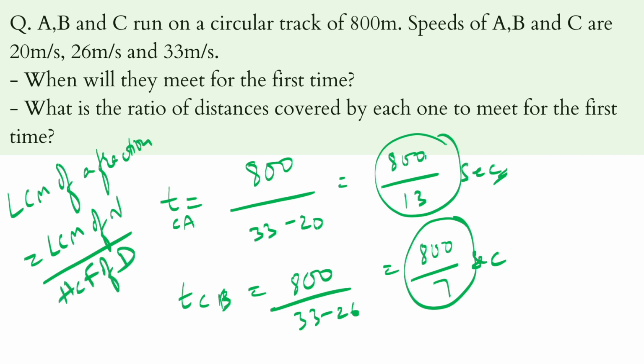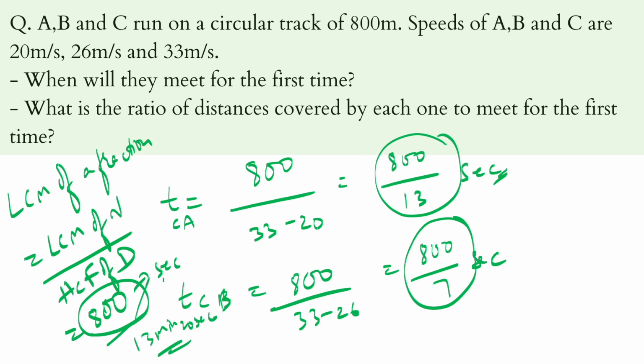So in this case, the LCM of the numerators 800 and 800 will be 800, and the HCF of the denominators 13 and 7 is 1. So 800, what is the unit? 800 seconds. 800 seconds means 13 minutes and 20 seconds, right? If we divide this by 60, we'll get 13 minutes and 20 seconds. So all the three, A, B and C, meet after 13 minutes and 20 seconds.